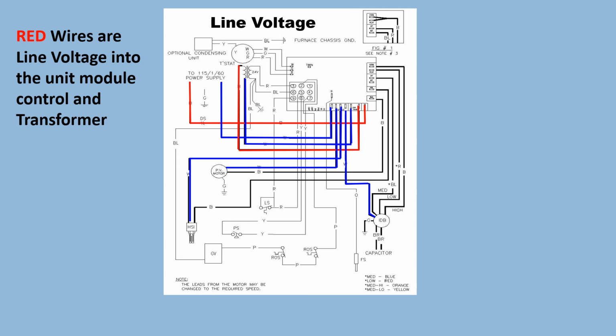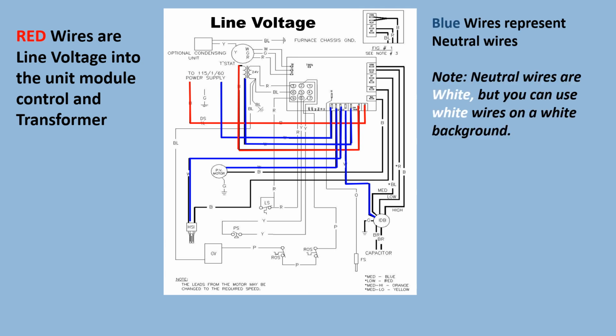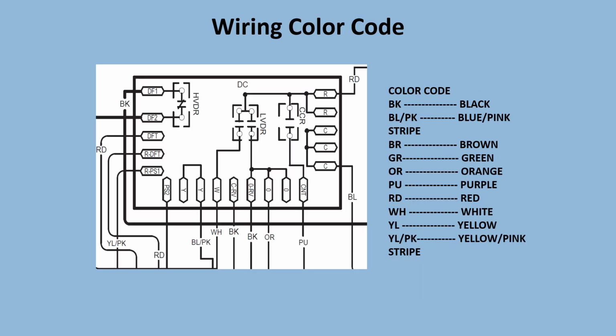The red wires in this diagram are line voltage and power the control module and the transformer. And blue wires represent neutral wires. Neutral wires are white, but you can't use white wires on a white background. The low voltage wire and line voltage wires can also be color coded. On the diagram, the pictorial always tells you the colors of the wires.